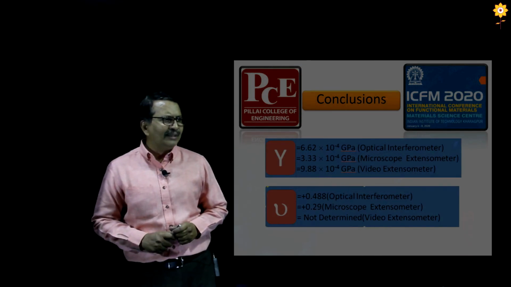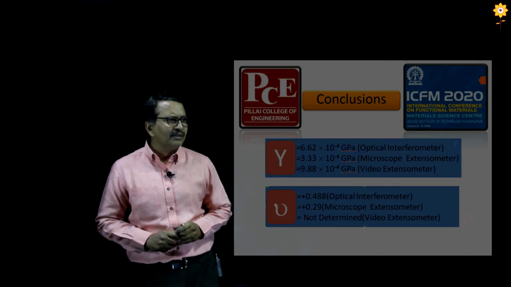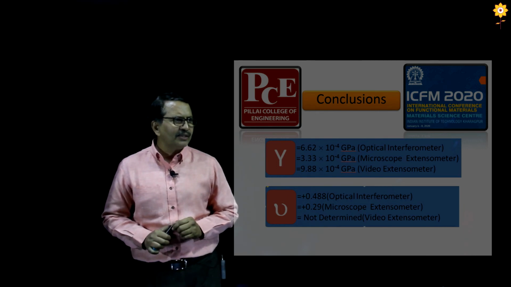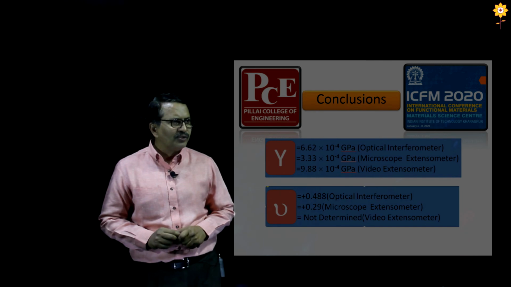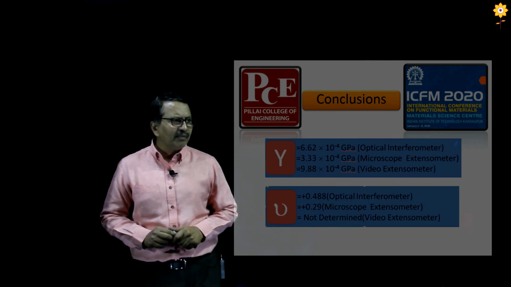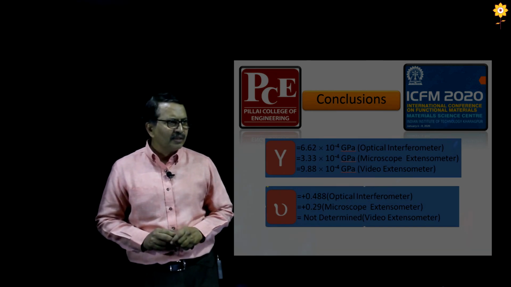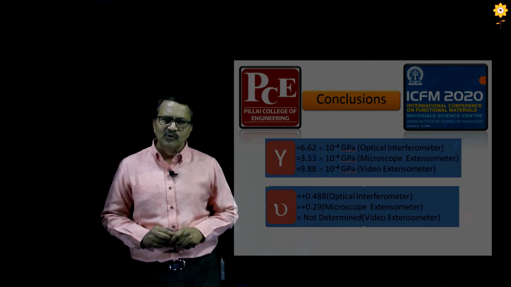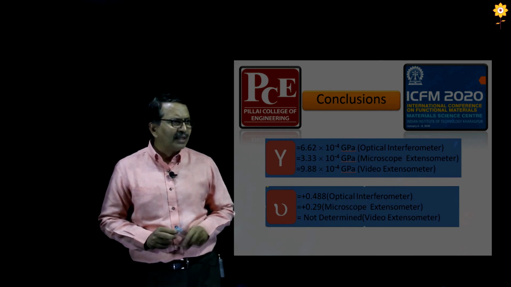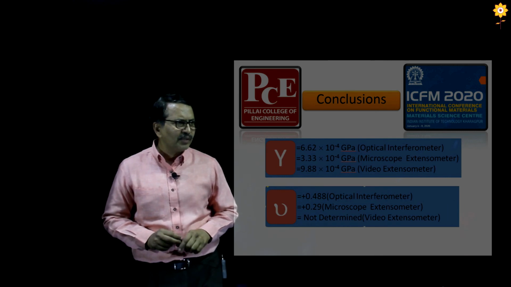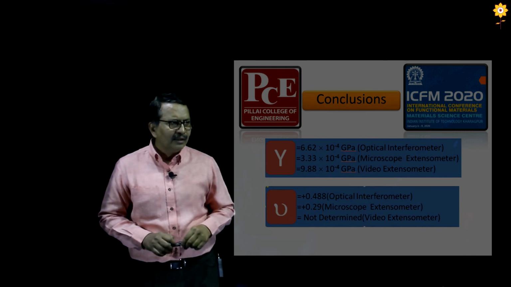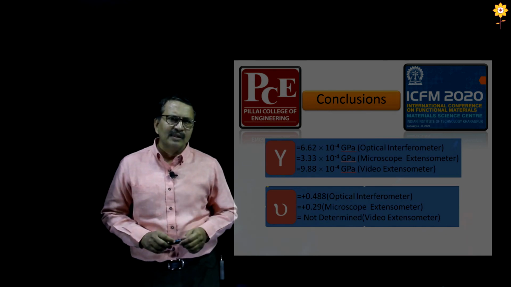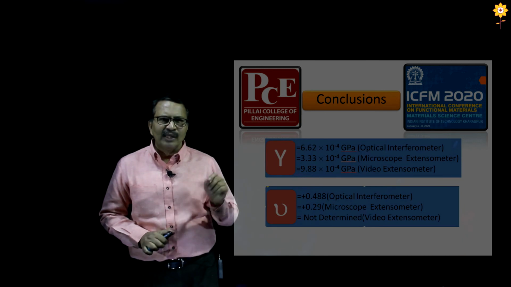The value of Y that has been obtained by the three different methods is, by the first method, using the optical interferometer, 6.62 into 10 raised to minus 4 GPa. That obtained by the microscope extensometer is 3.33 into 10 raised to minus 4 GPa, and that obtained by the last one, the video extensometer, was 9.88 into 10 raised to minus 4 GPa. So at least one can say that using our rudimentary methods, the values matched well in terms of the order of magnitude.